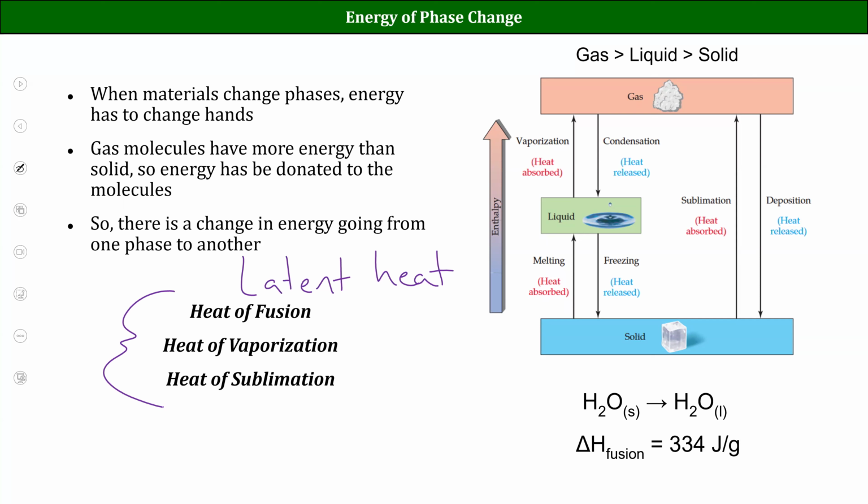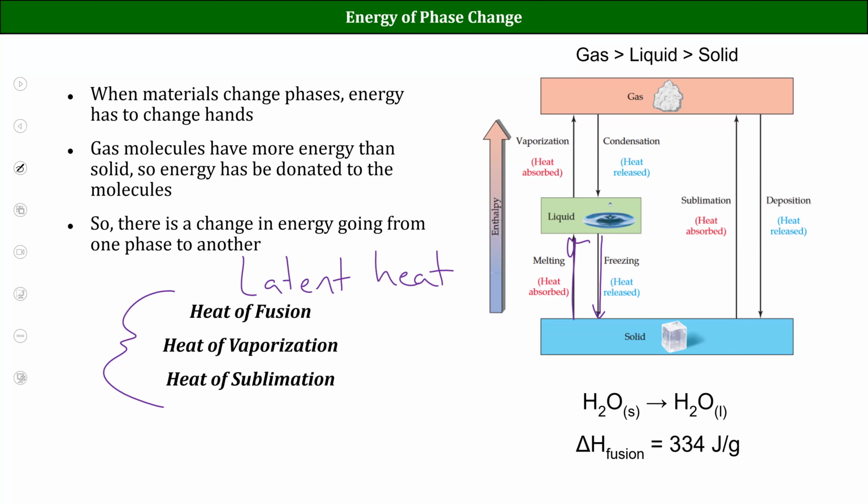So the latent heat is the heat associated with a phase change. Every substance has 3 distinct latent heats because there's 3 distinct phase changes that can happen. Heat of fusion is the energy that's required to either melt something or freeze it, the energy that's given off when it freezes. If you take ice and you add energy into it, it melts, right? If you have liquid water at 0 Celsius and you want it to freeze, you have to take energy away from it.